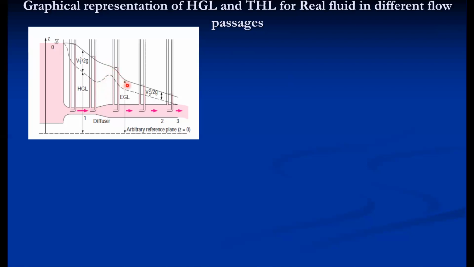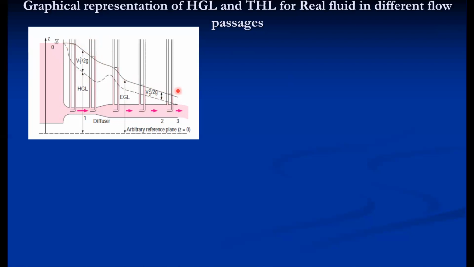Beyond this point, you can see there is no change in velocity. Velocity remains constant, velocity head remains constant, because the fluid is flowing through a constant cross section. So this is the hydraulic gradient line and energy gradient line when the real fluid flows through this particular passage.